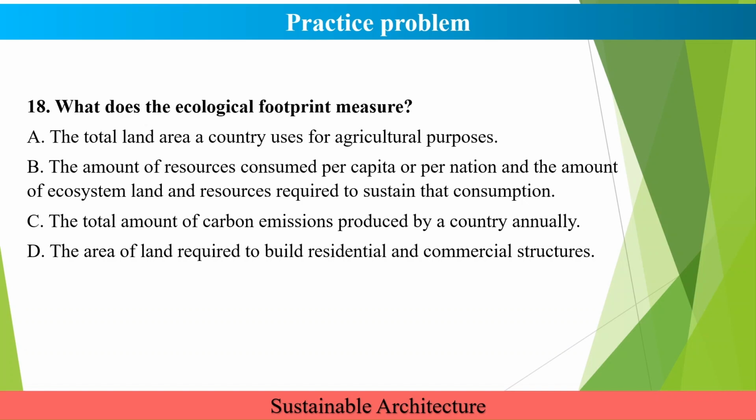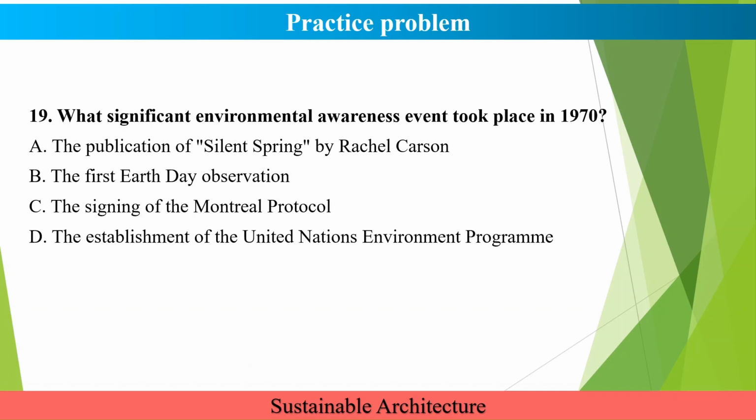Now we can move to question number 19, and try to answer this question. This is the 19th question. What significant environmental awareness event took place in the year 1970? It's B. Yeah, option B is the right answer.